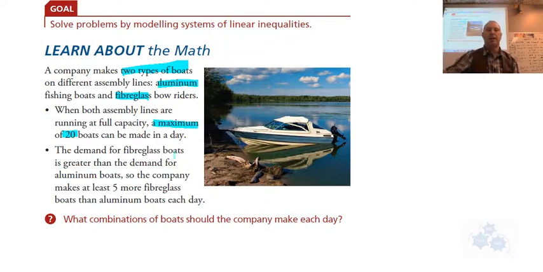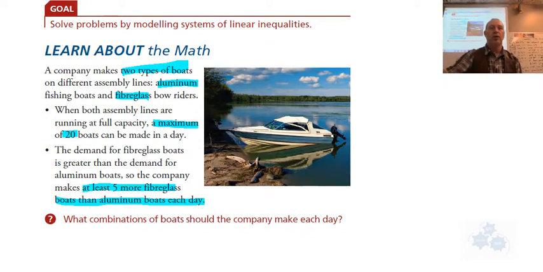The demand for fiberglass boats is greater than the demand for aluminum boats. So the company makes at least 5 more fiberglass boats than aluminum boats each day. So as you already know, we're going to try and make two linear inequalities. We're going to graph them and find out what combinations of boats they could make that would fit this criteria. Okay? So this is what we're trying to do.